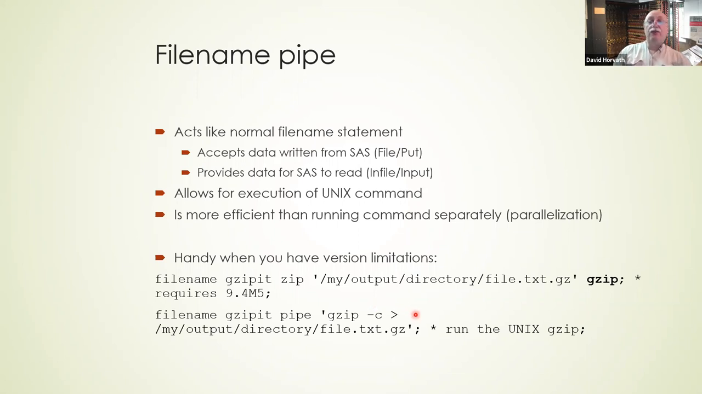It's also handy if you have version limitations. The filename zip option, starting with 9.4 M5, allows the use of gzip, so I can specify that I want gzip compression rather than plain zip under Unix and Linux. But if I'm running an older version, then I can do a filename pipe, gzip -c, which says the gzip command will get its data input from the pipe and send the output to that name.